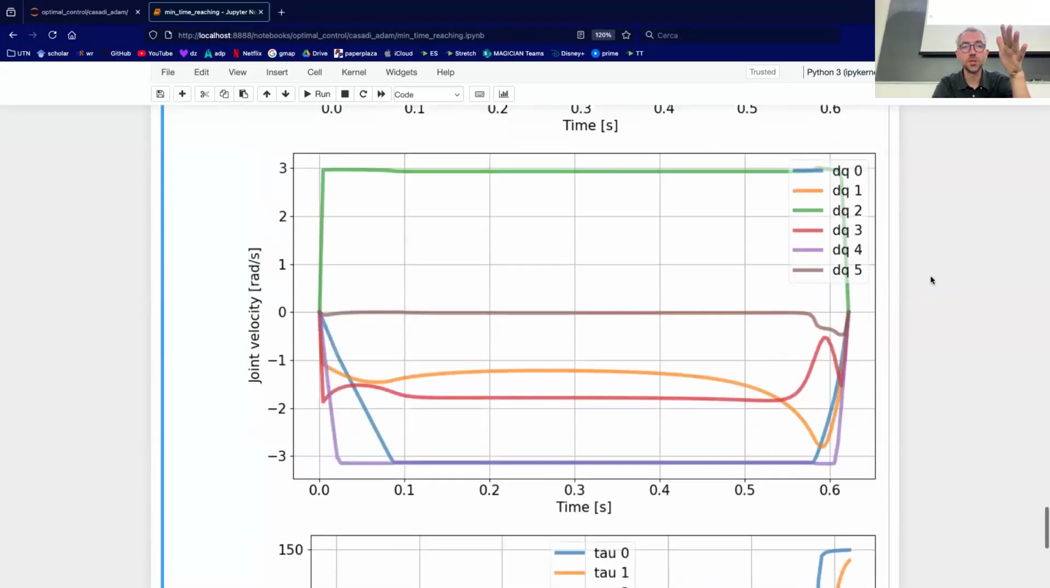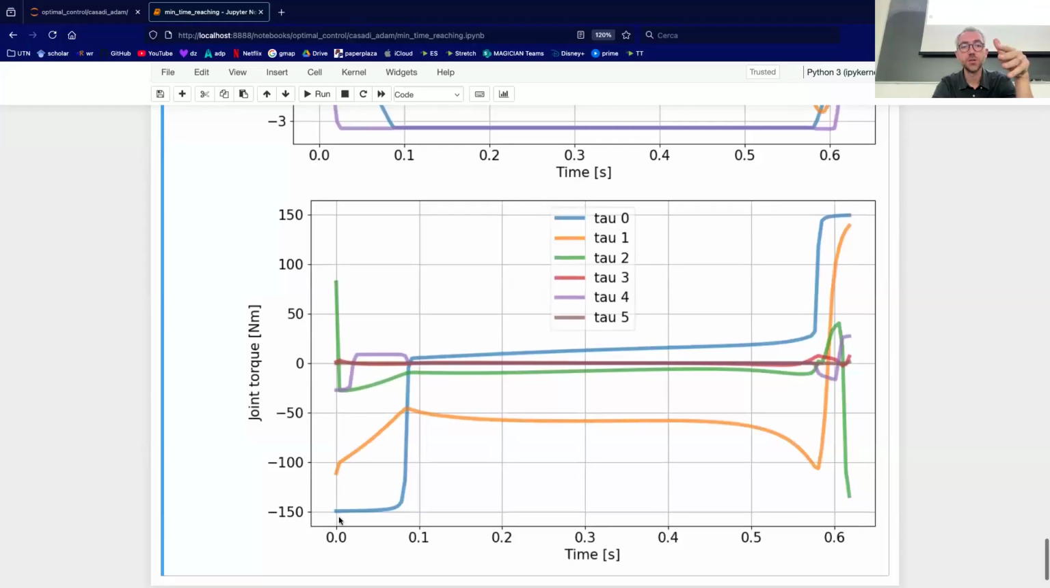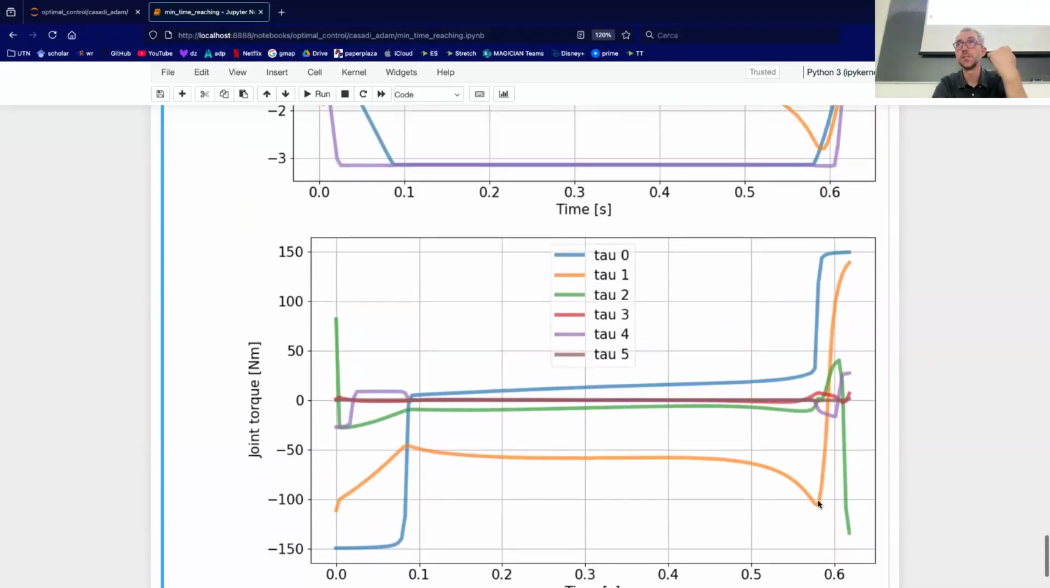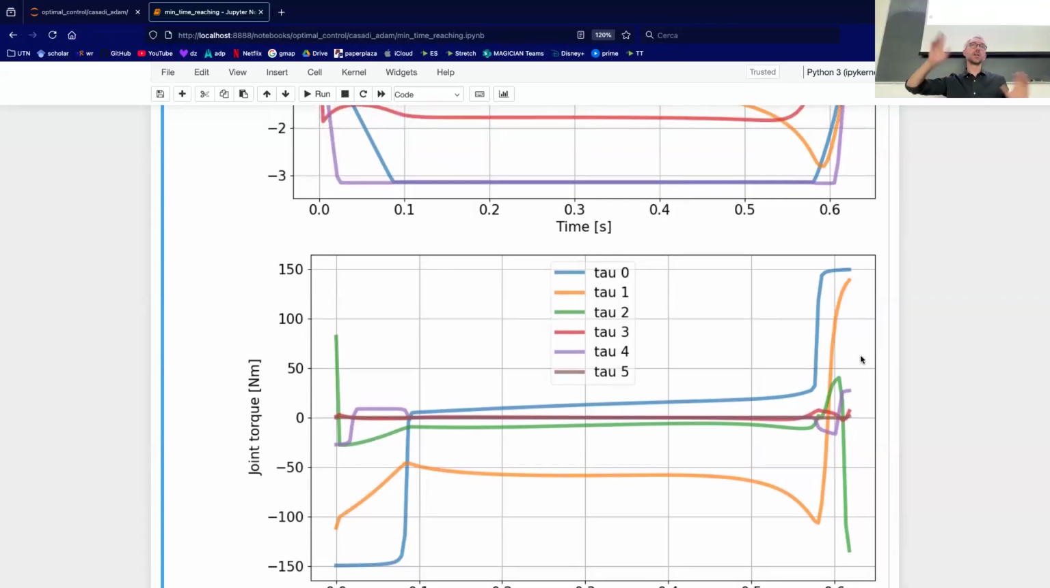So roughly we can see that the motion has 3 phases. There is an initial phase, which is of maximum acceleration, where we saturate the joint torques of several joints. Then there is a maximum velocity phase where we move at maximum velocity. And then there is a final phase, which is a maximum deceleration phase where we decelerate with maximum torques again. And that's a classical structure of minimum time motion. You have saturation of the joint torques at the beginning and at the end, and saturation of the joint velocities in the middle.